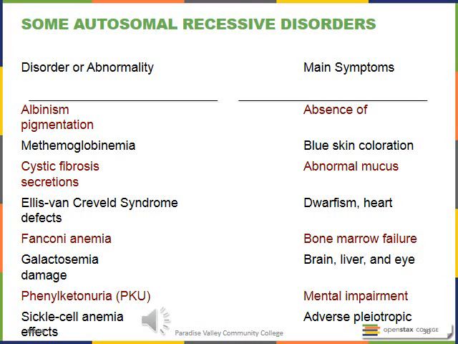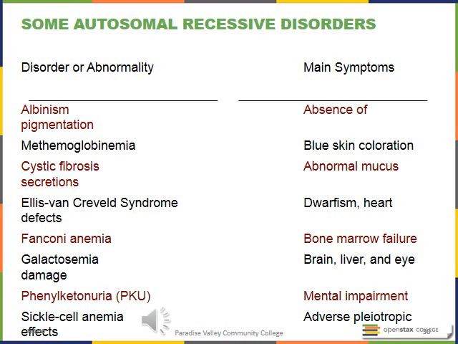Okay, moving on. Ellis van Creveld syndrome is dwarfism. So we've got another type of dwarfism here, and they usually have heart defects. This dwarfism is a recessive disorder. The other one, achondroplasia, was a dominant disorder, and they are both dwarfisms. They're going to look different, and different organ systems, I guess, are more affected in one than the other.